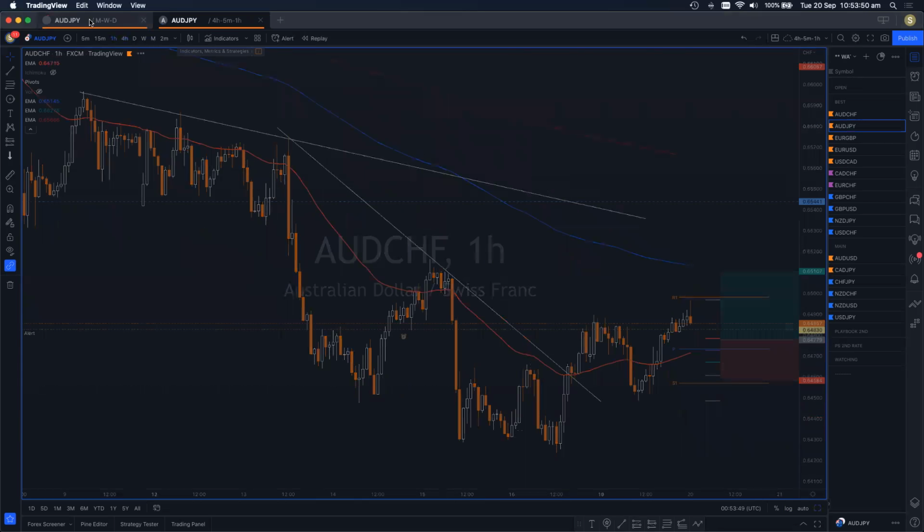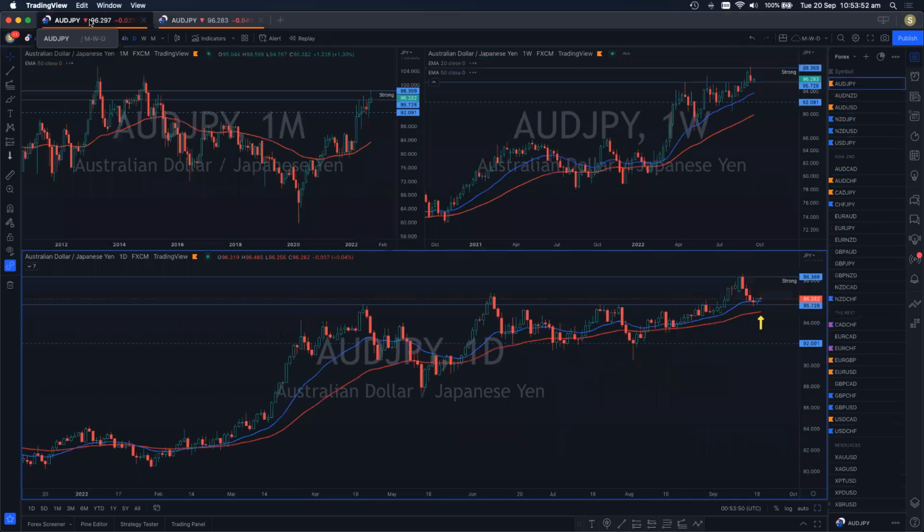So we go to Aussie Yen next. So the Yens, these have been a bit interesting. Have they finished their pullback or not? Some pairs are suggesting they have. Some pairs are suggesting they haven't.